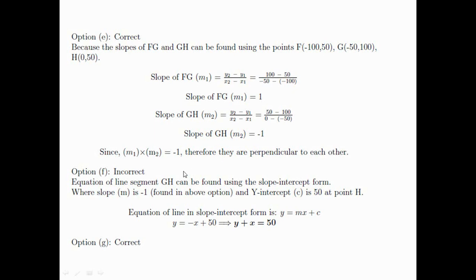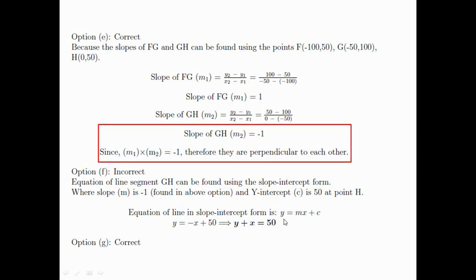The next option, F, is incorrect, as the equation of line segment GH can be found using the slope intercept form, and the equation of line in this form will be y + x = 50, and as we told before, for the lines to be perpendicular to each other, the product of slopes has to be -1. This is a very important rule. You have to remember this.